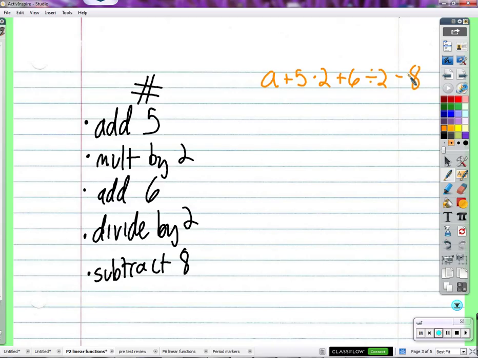First of all, you have to put big, gigantic parentheses around the A plus 5. Why is that? Because order of operations would make you multiply 2 first. So if I didn't have parentheses, then 2 times 5 would come first. But we want the number plus 5 to come before multiplying by 2. So parentheses is exactly the right tool for that job, Blake.